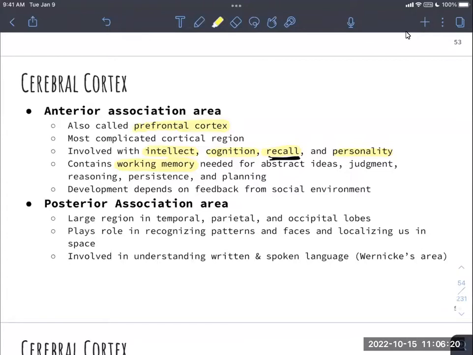Our working memory also helps us with abstract ideas. Like, how does a nerve from your big toe go all the way up to your brain? When you stub your toe, how does it let you know how painful that is? That's kind of an abstract idea for your brain. Judgment. You need that judgment area so you don't go do something stupid. Reasoning allows you to look at more than one side of things. Persistence. Planning. That all is done in that anterior association area.